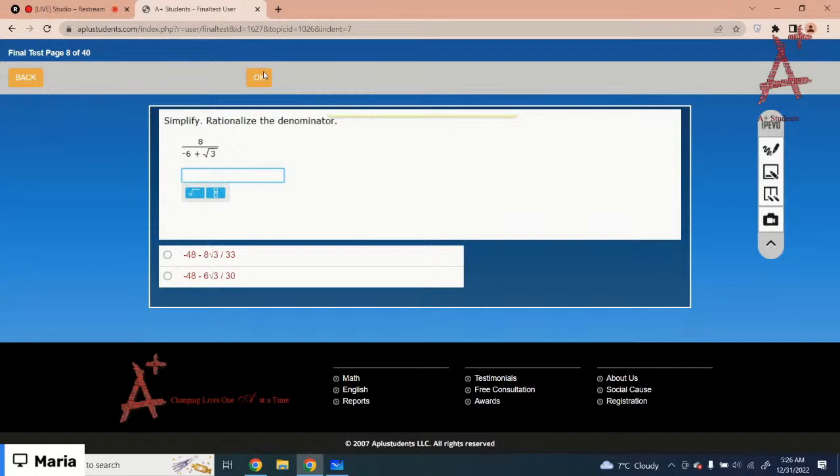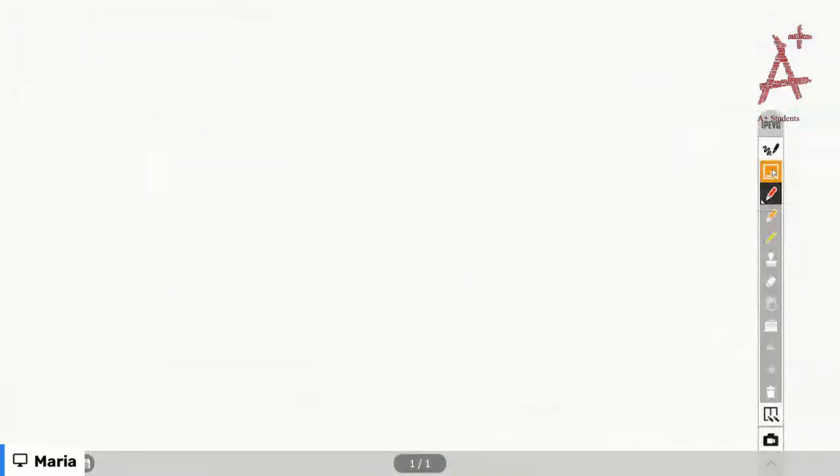Okay, now we have to simplify. Rationalize the denominator. It would be 8 divided by negative 6 plus square root 3. So you have to remove the radical from the denominator. So you have to multiply and divide by the conjugate. Got it? The conjugate is you have to write the radical with the opposite sign. Just change the sign of your radical. Got it?